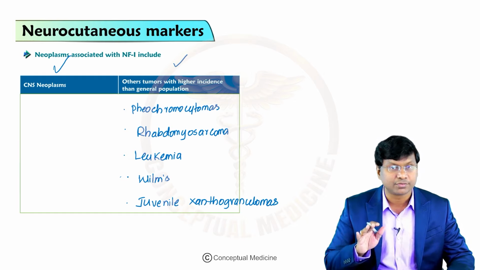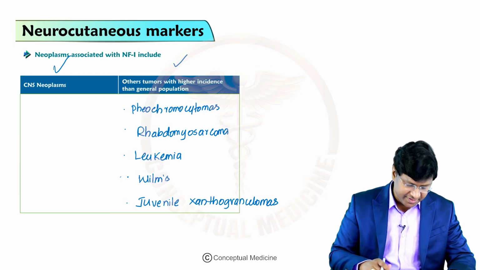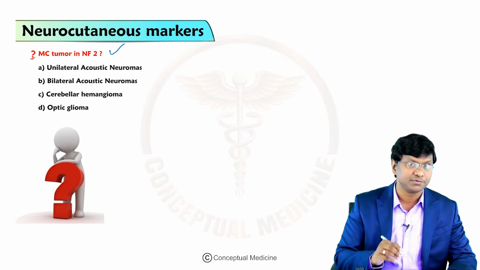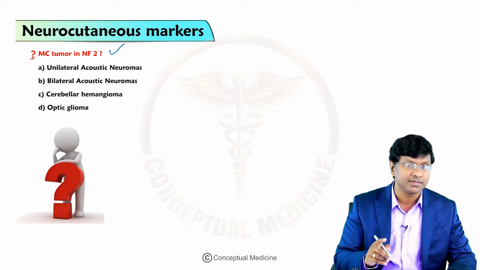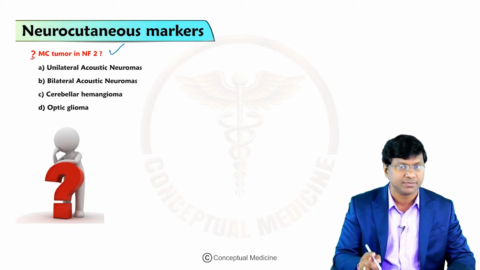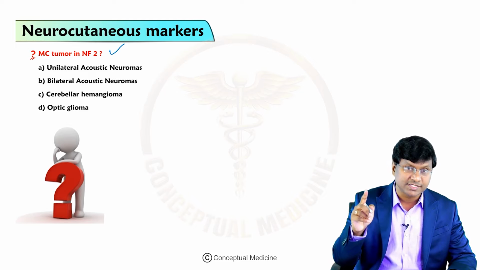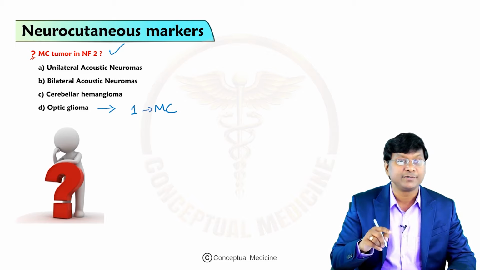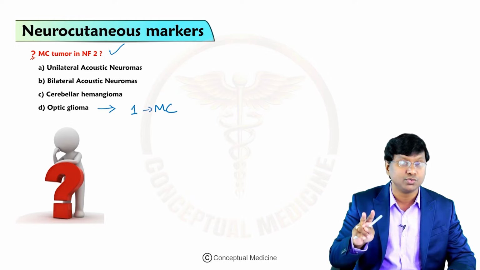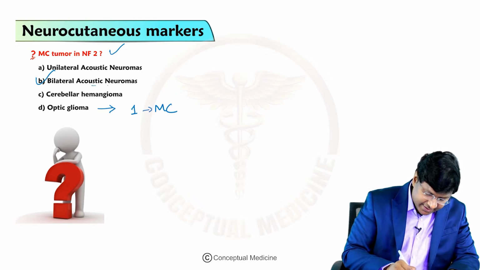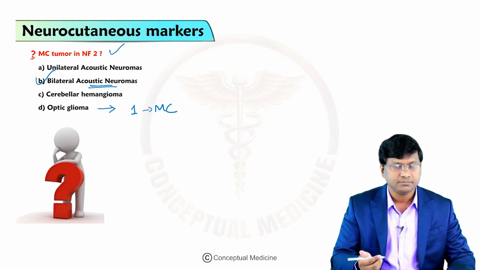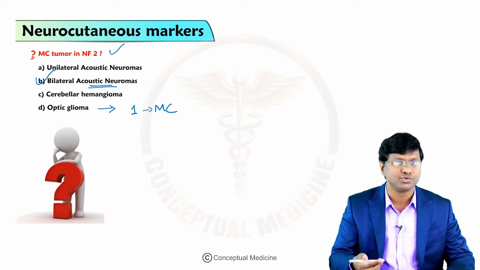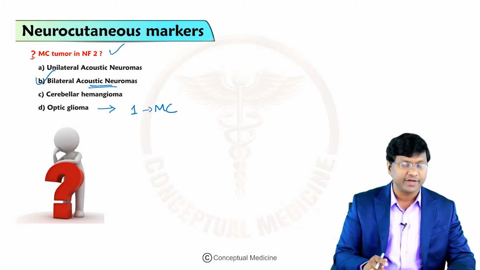Now, after having discussed neurofibromatosis type 1, let me take up the discussion of neurofibromatosis type 2. The most common tumor in neurofibromatosis type 2: unilateral acoustic neuroma, bilateral acoustic neuroma, cerebellar hemangioma, optic glioma. Let me tell you, in neurofibromatosis type 1, optic glioma was the most common. Whereas in neurofibromatosis type 2, please remember the number 2: bilateral acoustic neuromas are very common. Neurofibromatosis type 2 and two acoustic neuromas, which is nothing but bilateral acoustic neuromas. These are the most common tumor in neurofibromatosis type 2.